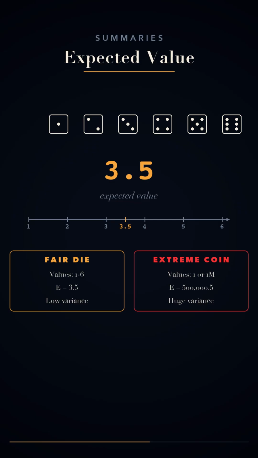Variance measures the spread. A die has moderate variance. A coin labeled 1 in 1,000,000 has enormous variance. Same expected value as rolling a die scaled up, but the experience of living inside that distribution is completely different. Expected value tells you where. Variance tells you how wild the ride is.